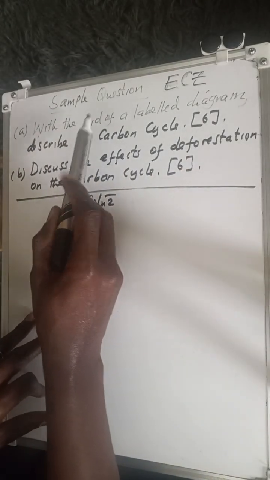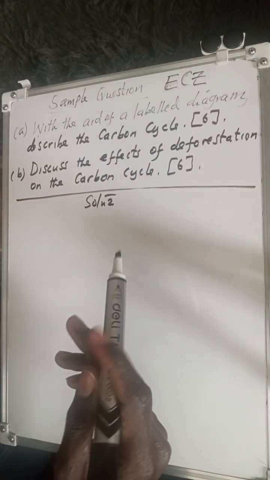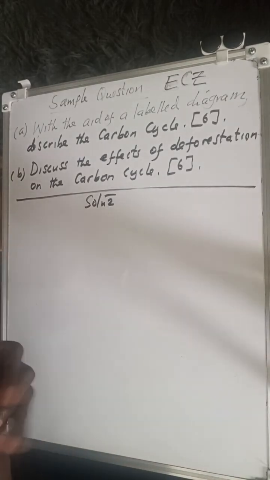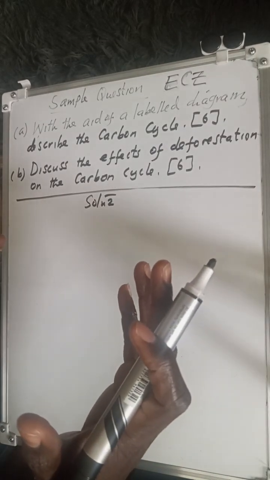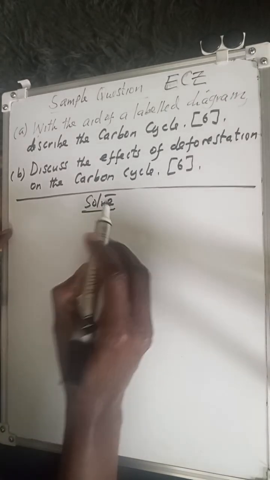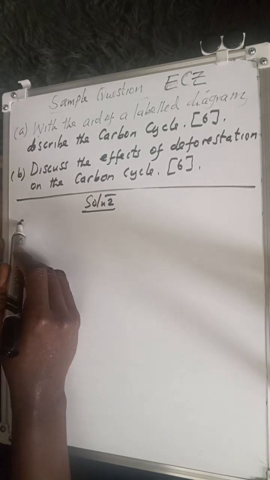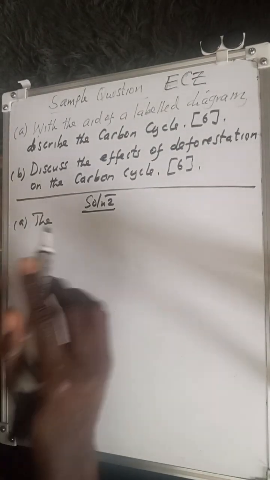the carbon cycle. So with the aid or help of a labelled diagram, you describe the carbon cycle. Now, of course, one thing that you need to do is use a well-labelled diagram to describe the carbon cycle. Of course, I can accompany it with a few explanations. So what I can simply say is that, first of all, we can slightly define what the carbon cycle is.